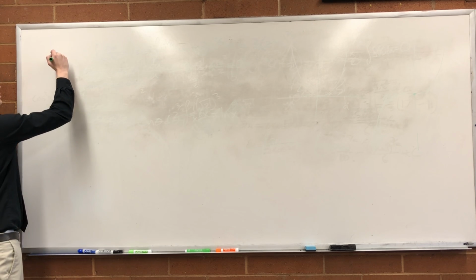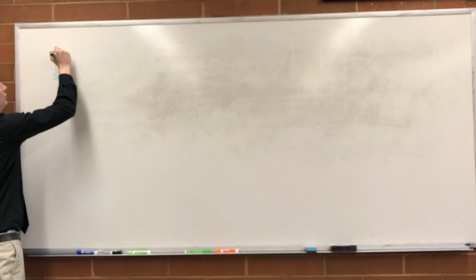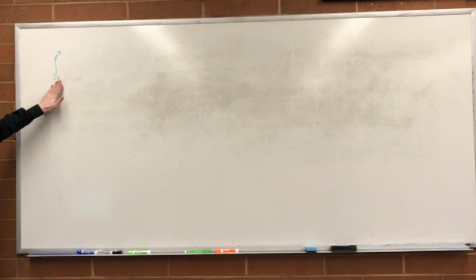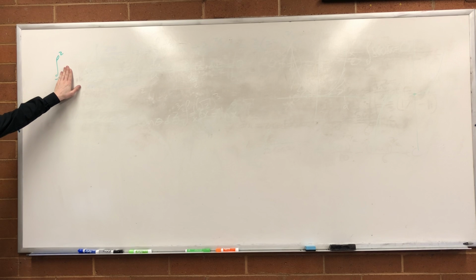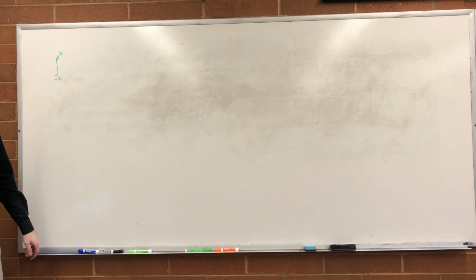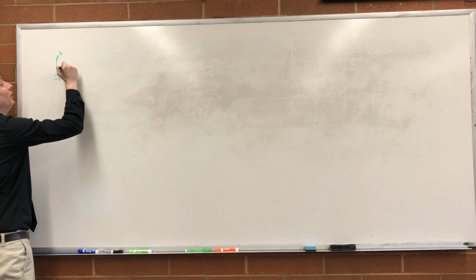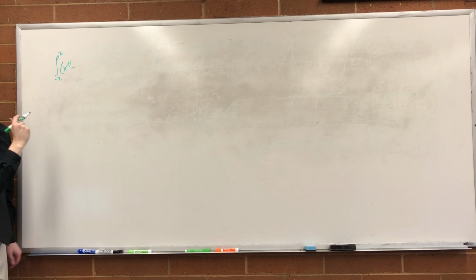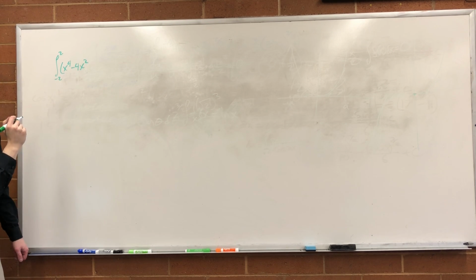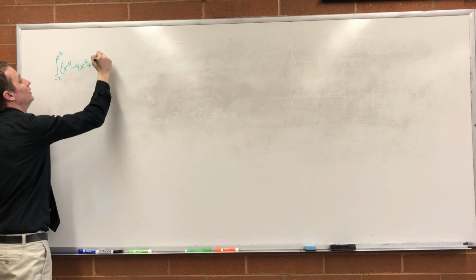So, example, we're looking at the integral from negative 2 to 2. Okay, now you see, okay, maybe we can use one of those tricks. Of x to the 4 minus 4x squared plus 6 dx.